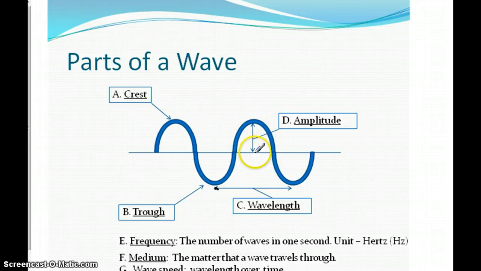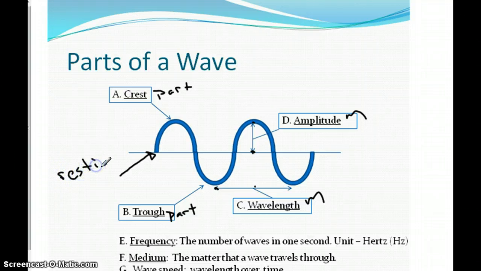Amplitude is the distance between the resting point and a crest, or it can be the resting point and a trough. So that is amplitude. Okay? So this is a measurement, and this is a measurement. This is a part, and this is a part. Another part is going to be the resting point. This is the level that things are going to be at if there is no disturbance, if there's no energy being transferred, the resting point.